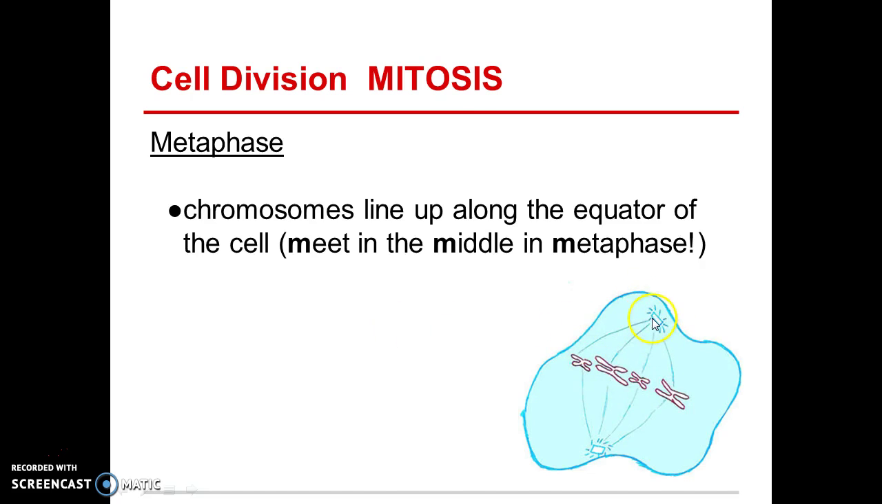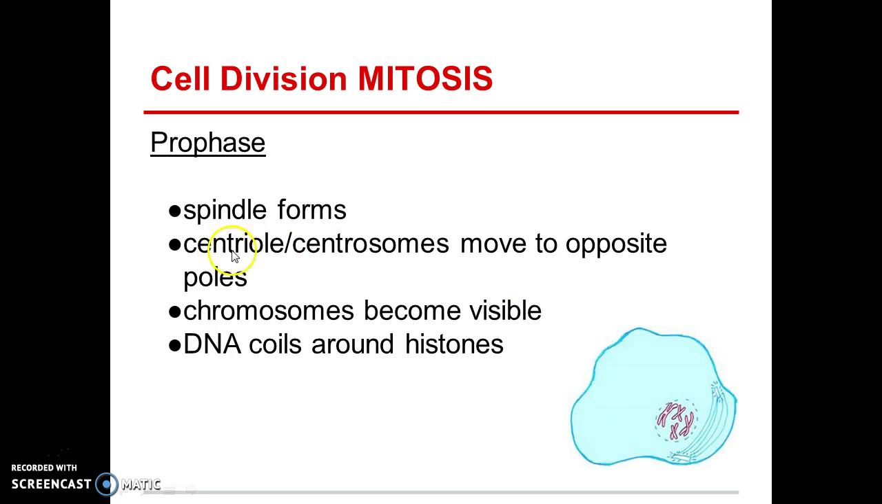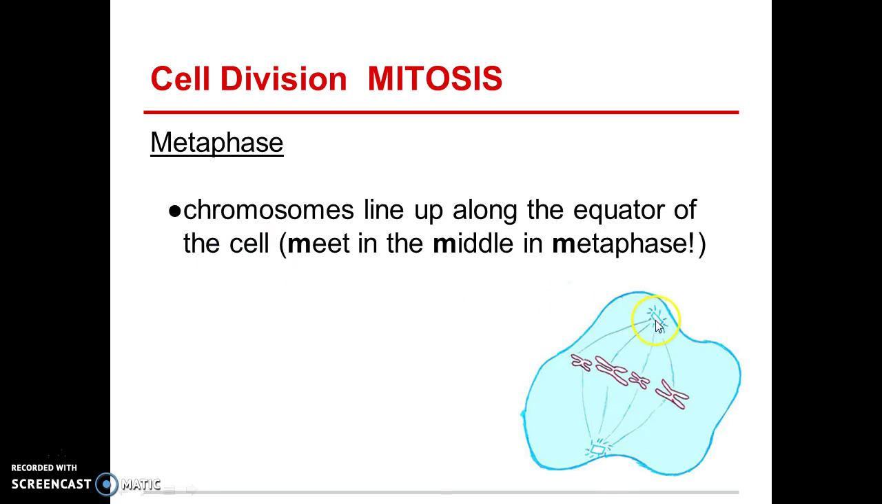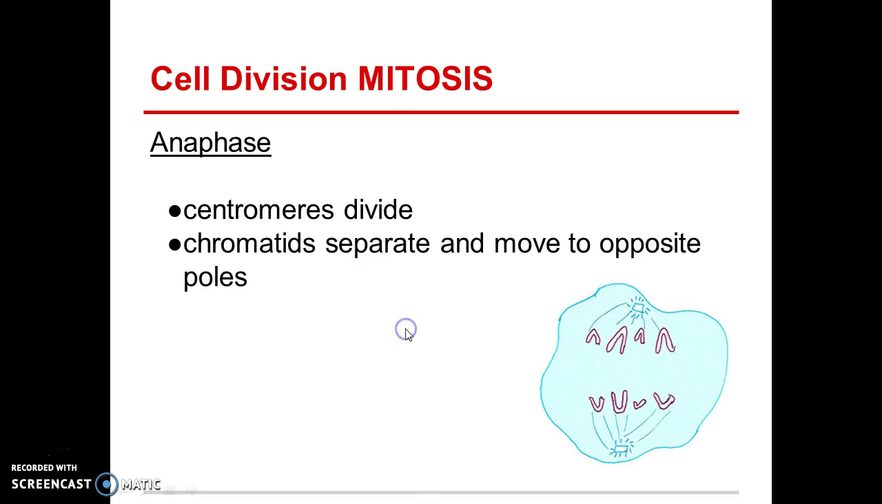What are these called back there? Centrioles. So these are the centrioles, these are the spindle fibers. Notice how the spindle fibers are attaching to the chromosomes also. You're going to see them being pulled in the next one. So the centromeres divide. They stretch, the chromatids separate and move to opposite poles. These spindle fibers stretch and pull.